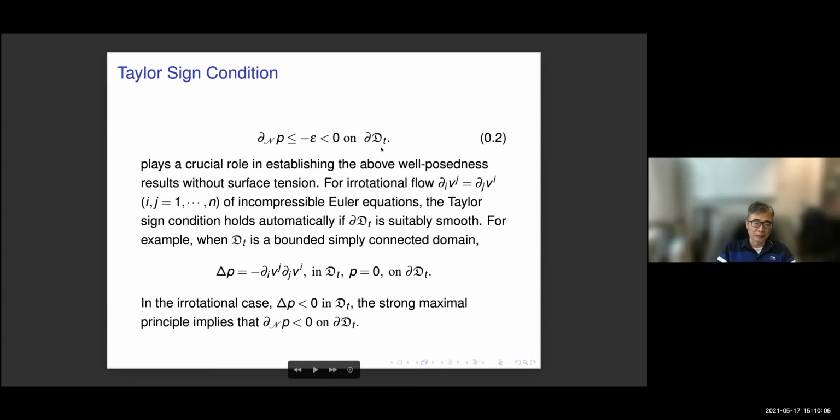Then if we take the divergence of the momentum equation, we get this elliptic problem for the pressure. So in that case, if it's irrotational, that means ∂_j v_i equals ∂_i v_j, then you have a sign here. So that means the Laplacian of p is negative, and p on the boundary is 0. Therefore, the strong maximum principle implies this Taylor sign condition. This is for the irrotational flow. Actually, for the water wave problem, this Taylor sign condition was proved by Wu. But for the problem with vorticity, this is an assumption.